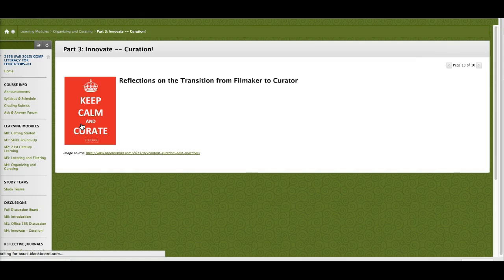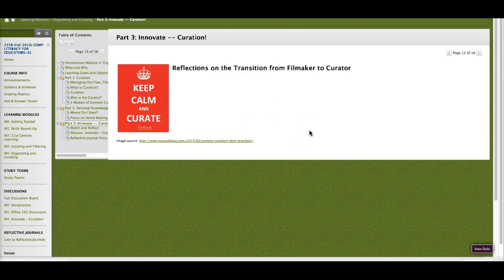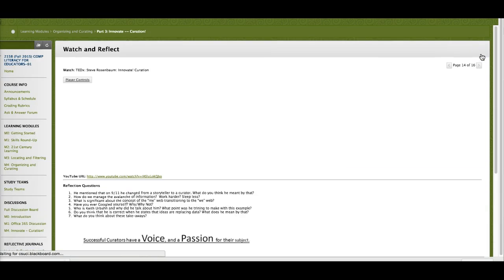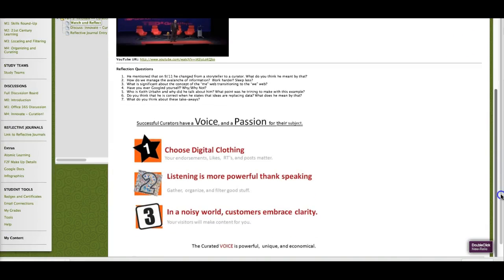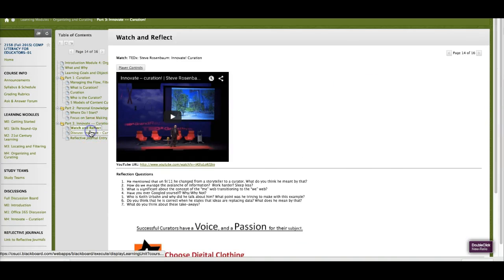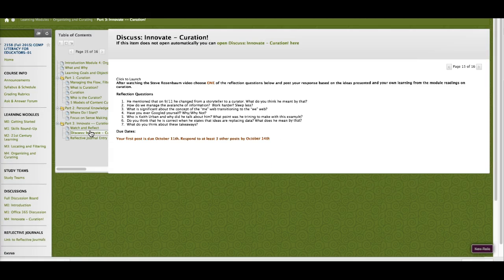And then in section 3, you're going to watch a video on curation, and then you're going to do a discussion. So after watching that video, you're going to answer one of the reflection questions here, and you need to have your initial discussion posted by the 11th of October, and then by the 14th you're going to need to respond to at least 3 other posts.